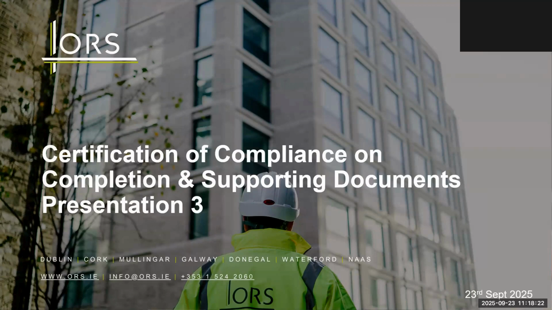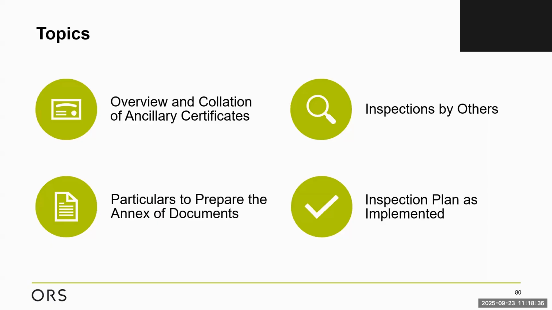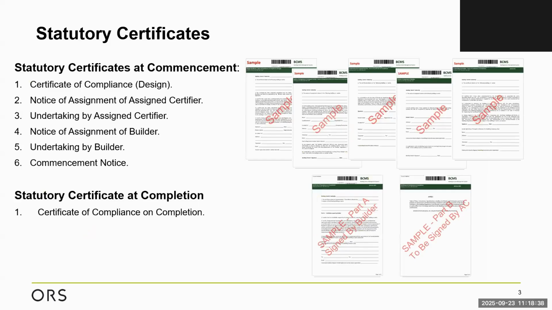So we have the notice of assignment of the assigned certifier, the notice of assignment of the builder, and the commencement notice. Each of those 3 certs is signed by the building owner. Then we have the undertaking by the assigned certifier, the undertaking by the builder. And the final cert would be the certificate of compliance design. This is signed by the design certifier, one of the nominated roles.